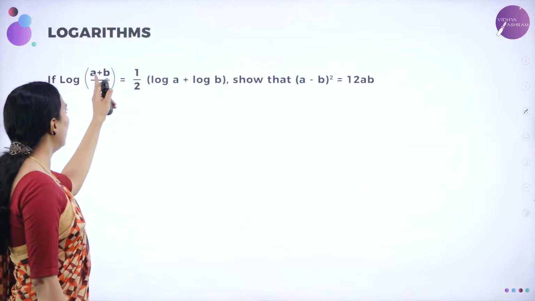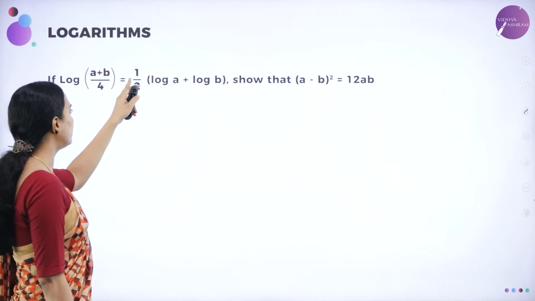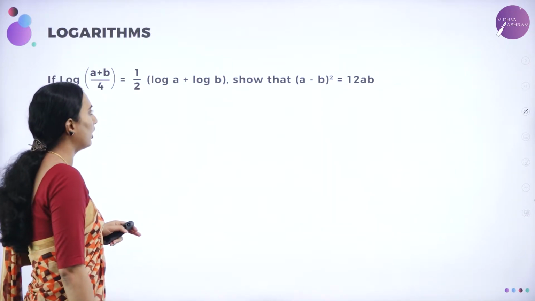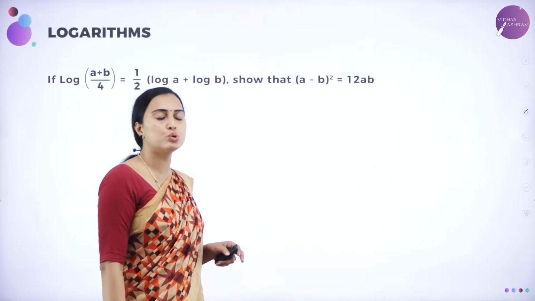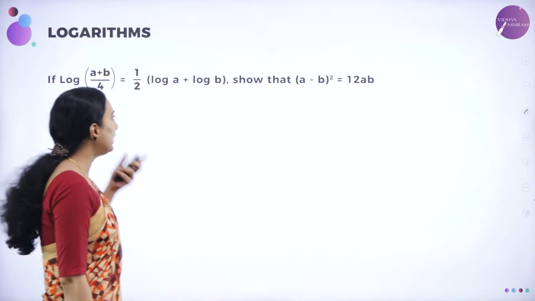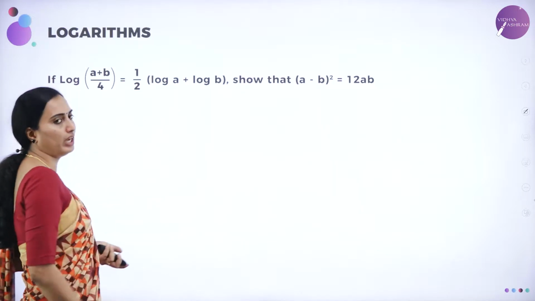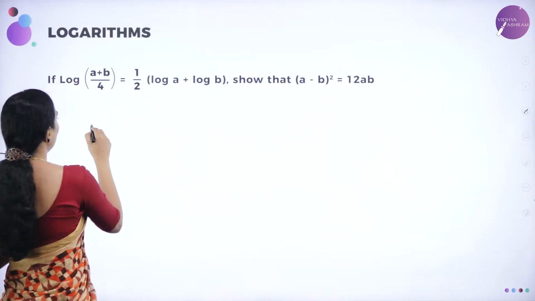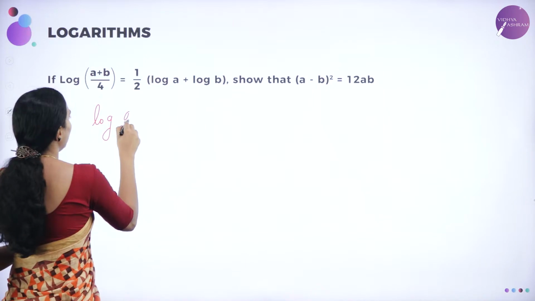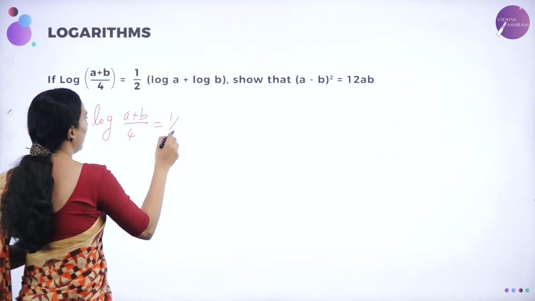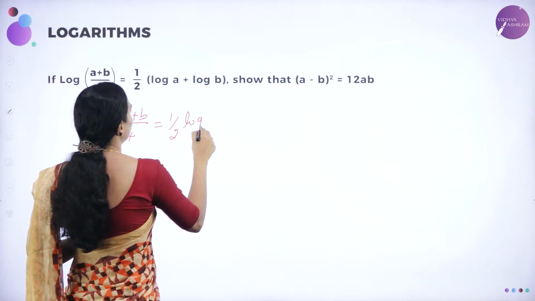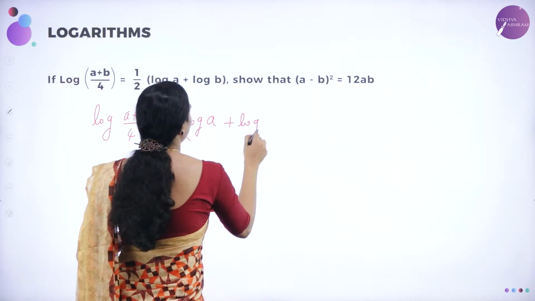If log of (a plus b) by 4 is equal to half log a plus log b, show that (a minus b) whole squared is equal to 12ab. Let me take what they have given, then let me prove that one. So what they have given: log of (a plus b) by 4 is equal to half (log a plus log b).